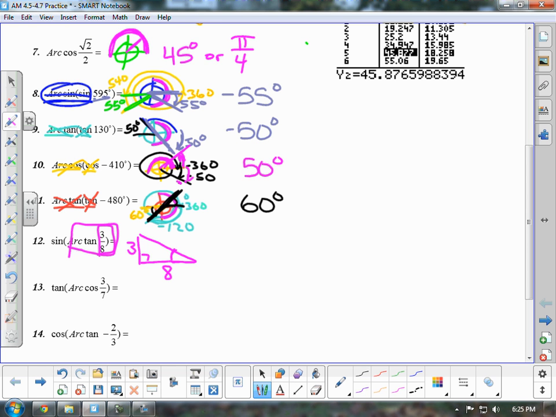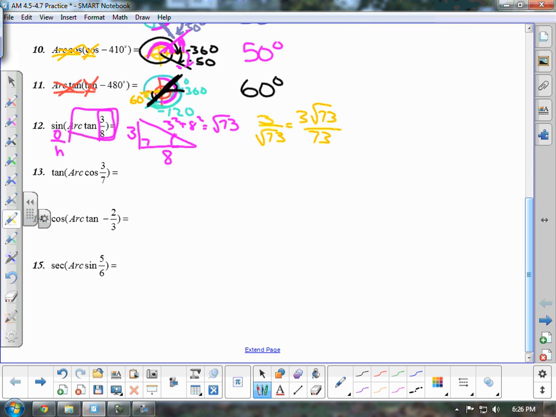And sine is opposite over hypotenuse. So now we use the Pythagorean theorem, 3 squared plus 8 squared. And that's going to get you the square root of 73. And so then sine is going to be 3 over the square root of 73, which simplifies to 3 square root of 73 over 73.